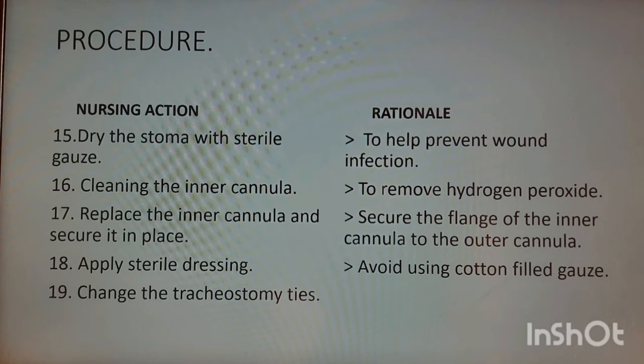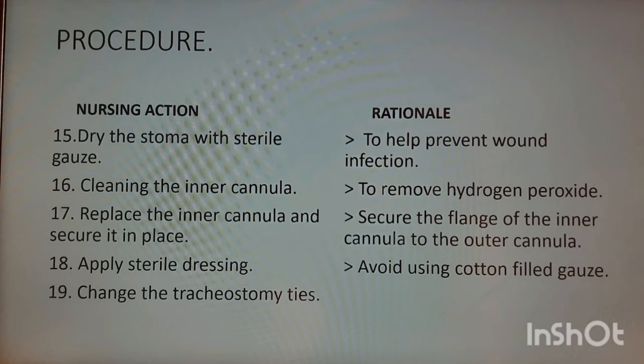Next, cleaning the inner cannula. First, we have to remove the inner cannula from the soaking solution. Clean the lumen and entire cannula thoroughly using the brush. After cleaning, rinse the cannula with sterile normal saline. Agitating the cannula in the container with saline cleans it well. Thorough rinsing is important to remove hydrogen peroxide from the inner cannula.